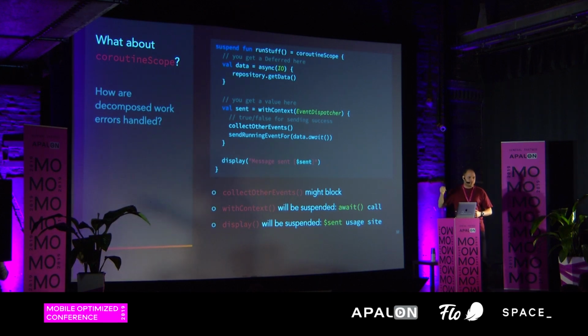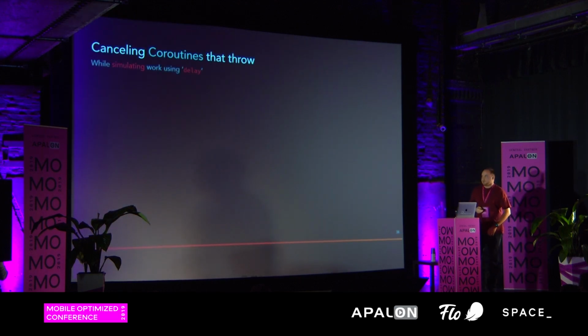So if you have like three or four things that you need to run at the same time, this is what coroutine scope is for. And I will show you how it handles errors.